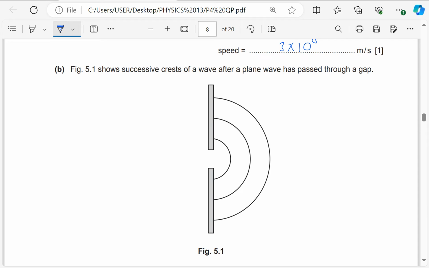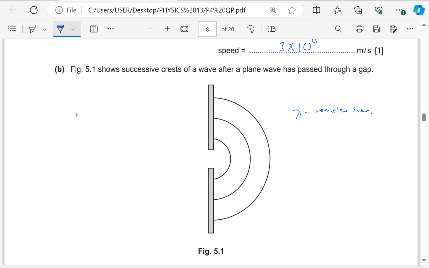If diffraction is maximum, it means the wavelength of the waves is the same as, or approximately the same as, the size of the gap. Remember, for diffraction, the rule is very simple. The wavelength remains the same after diffraction. So I'll just try to measure the distance between these wavefronts, and I'll use the same separation to draw the wavefronts.